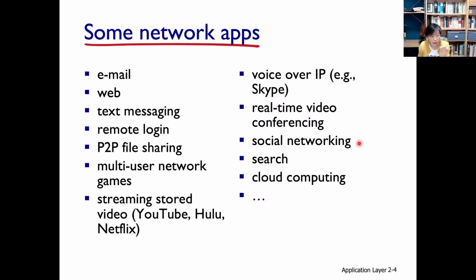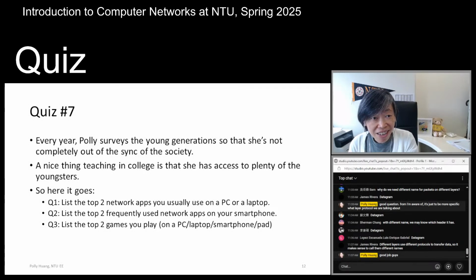Social networking: Facebook, IG. One can probably come up with others such as Snapchat. There are increasingly more of these social networking apps. Search, Google search or Bing. Each of these is also an application or a network service. Cloud computing: Amazon AWS, for example, is a cloud service. And that takes us to quiz 7.